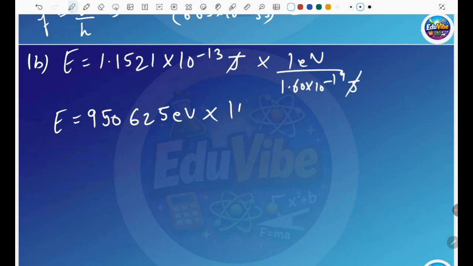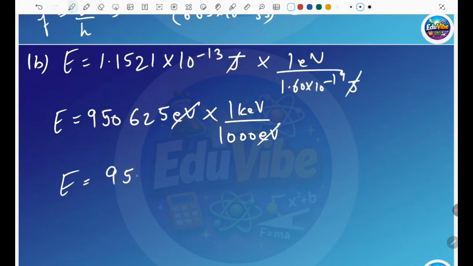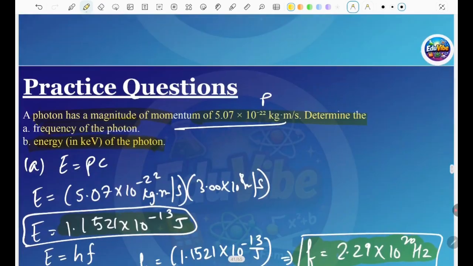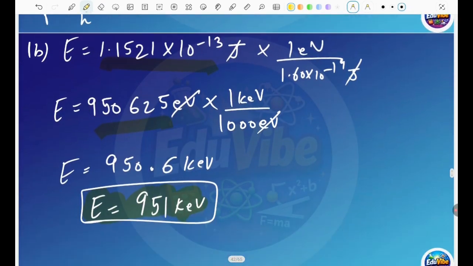Now you have to take this eV and convert it into keV. For this, divide by 1000 because k means kilo, which is 1000 eV. So eV cancels again. When you solve this, you get 9502.6 keV, which is also about 951 keV. So this is a short way to express the energy, because the other number is so long. So that's all you have to find, and that's how you can find this.